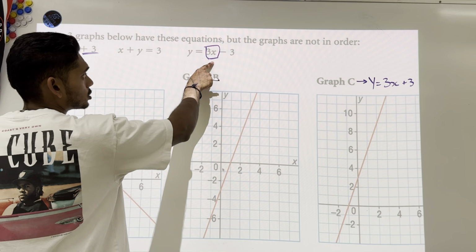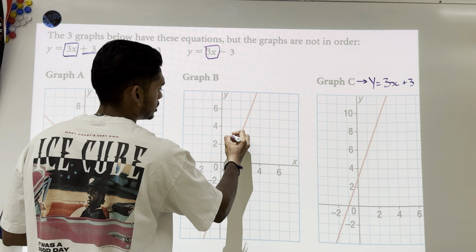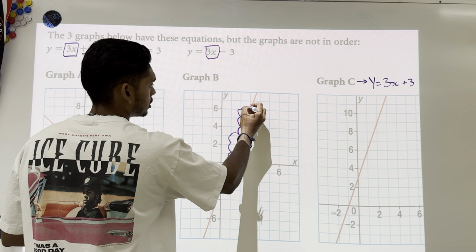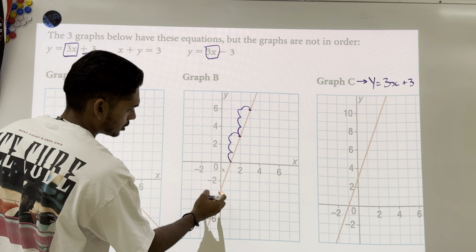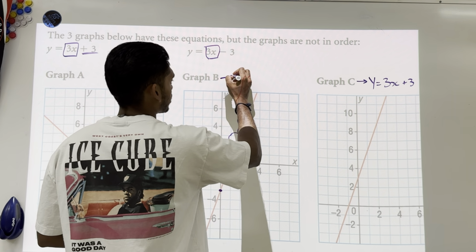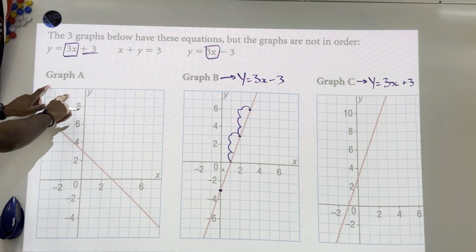Let's check this one. Rise over run is 3 up, 1, 2, 3, and 1 to the right. Okay, looks good. Where does it cross the y-axis? At -3. Find -3. There it is. Yep, it crosses there. So graph B is this one. Okay, that leaves graph A for this one.